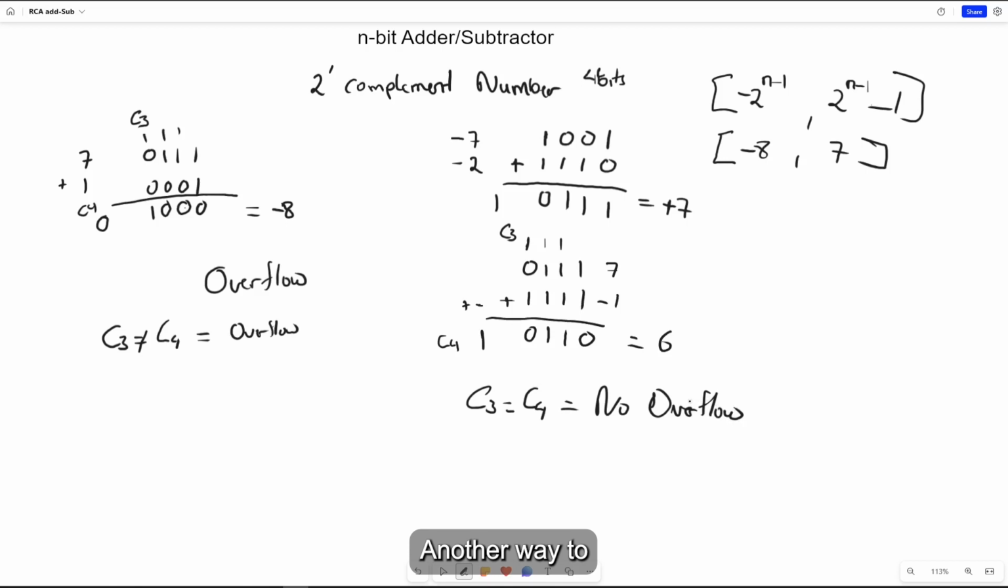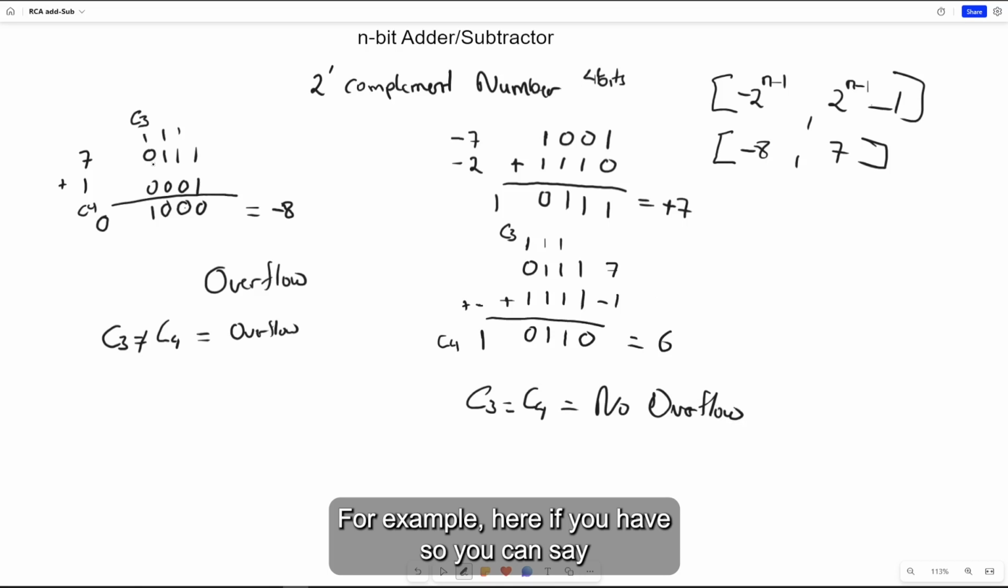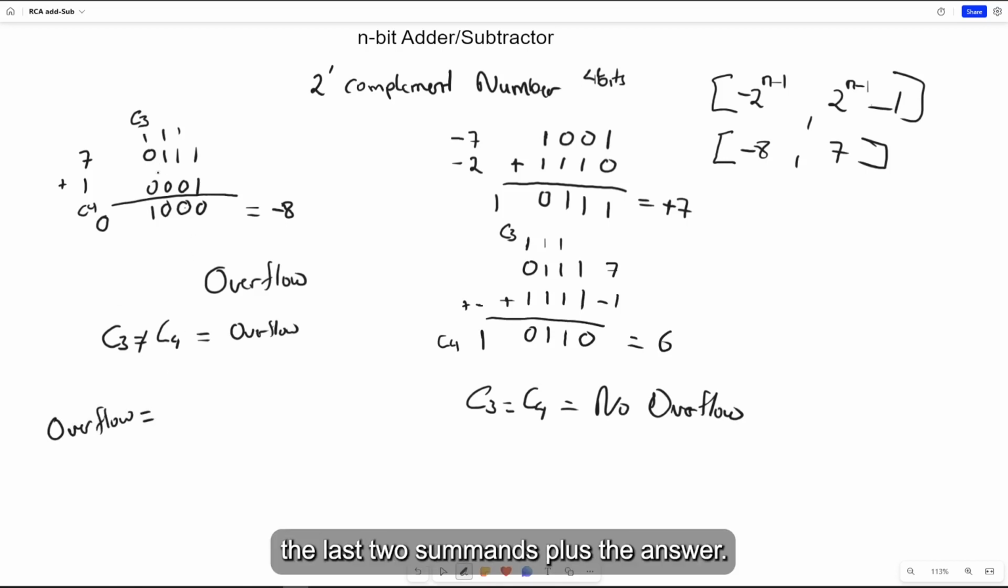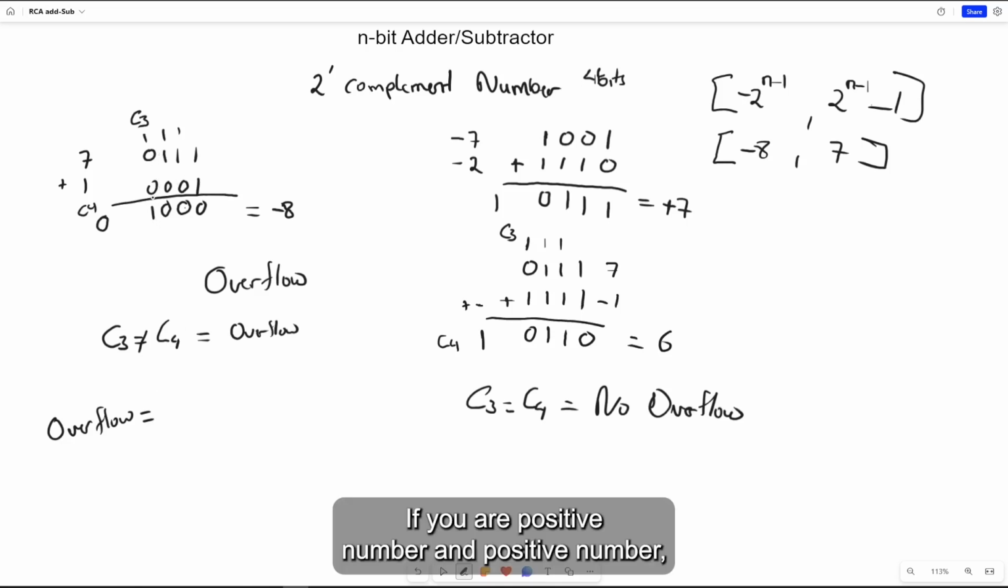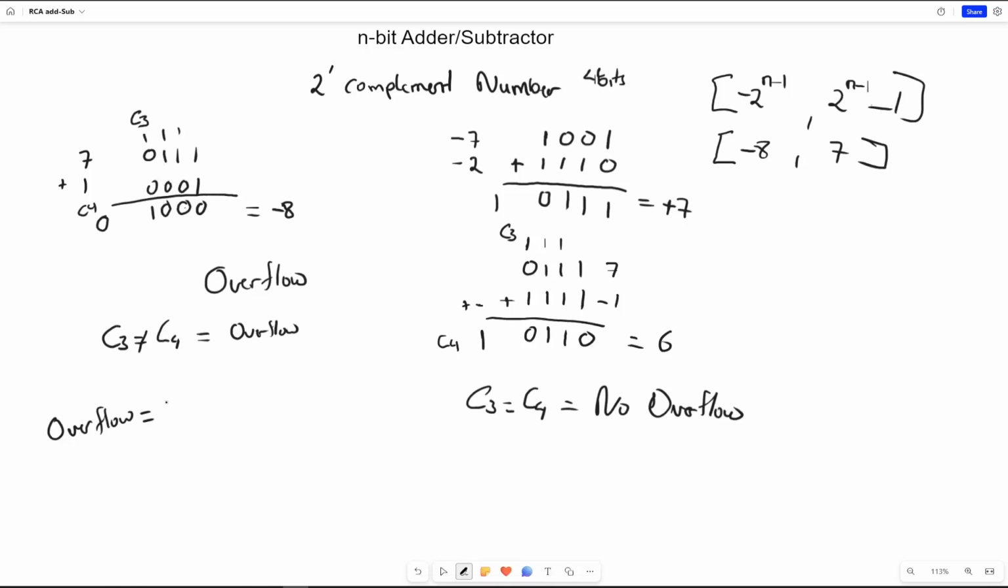Another way to look at overflow is to look at the last summands. For example, here you can say overflow is equal to the last two summands plus the answer. If you have a positive number and a positive number, but the answer is negative, you have overflow. So if the last summand x3, so you can see this x, y, and sum.